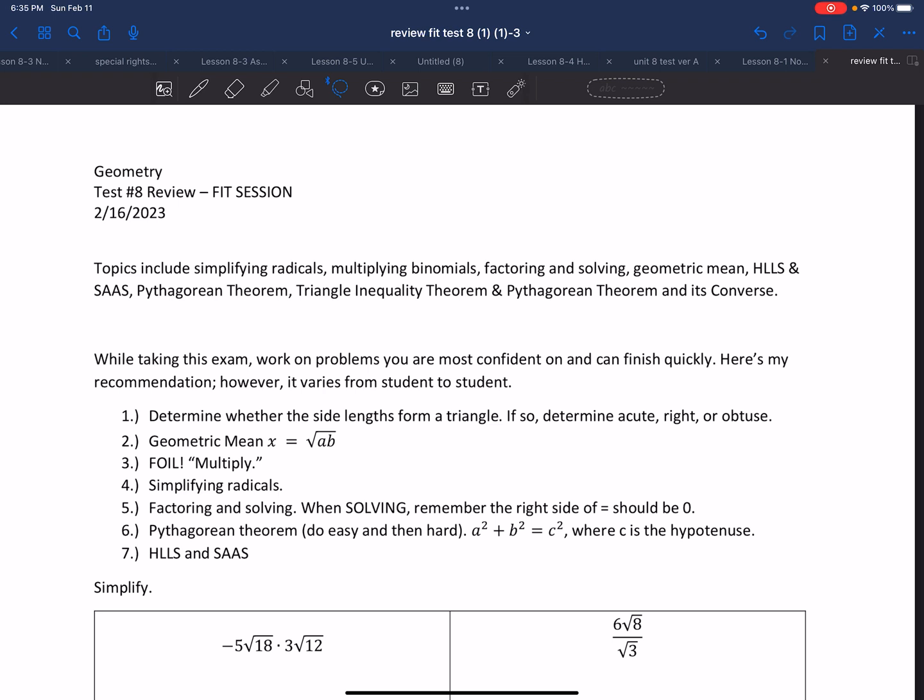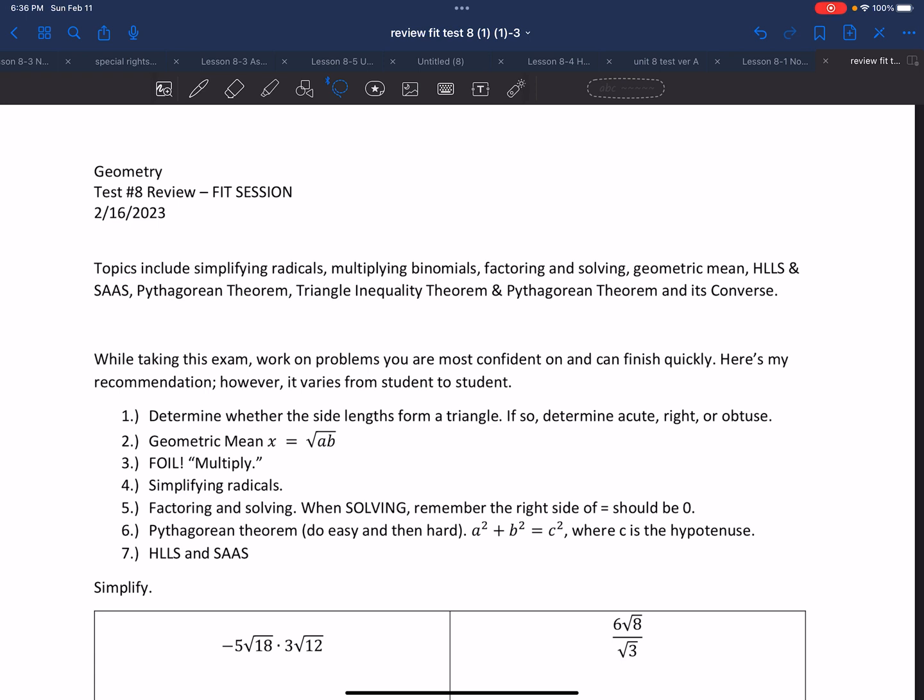So, topics on this test: simplifying radicals, multiplying binomials, factoring and solving, the geometric mean, and then there's Hills and Sass. We don't have Hills and Sass on this review. I don't think we had enough time to cover Hills and Sass, but we'll do one example. I'm going to make up one example that's not already on this document that I made last year. There's going to be Pythagorean theorem, triangle inequality theorem, and then you have to know the Pythagorean theorem and the converse theorems and such, okay?